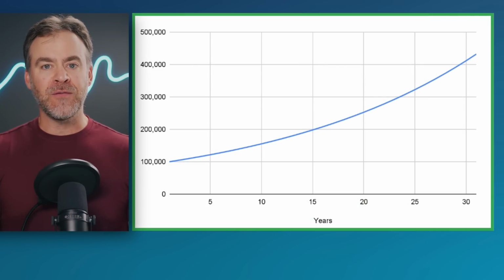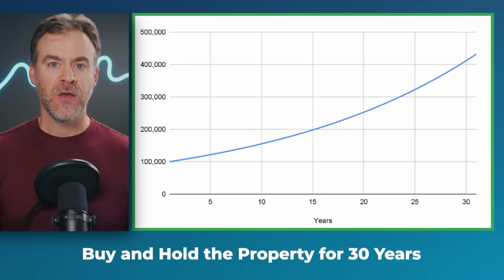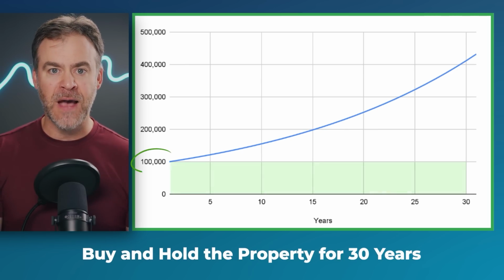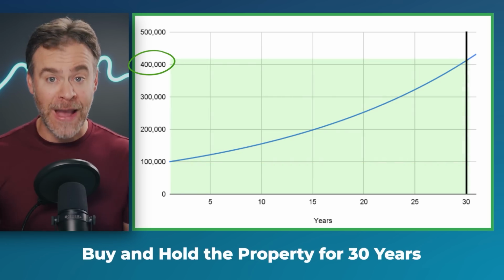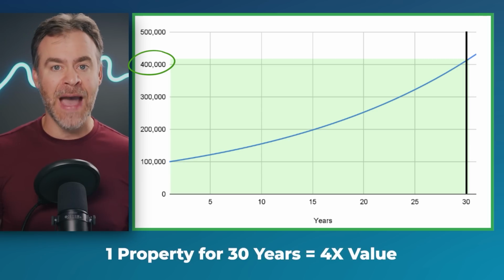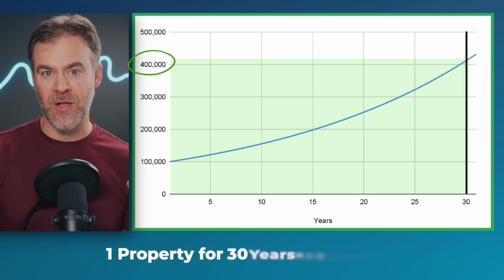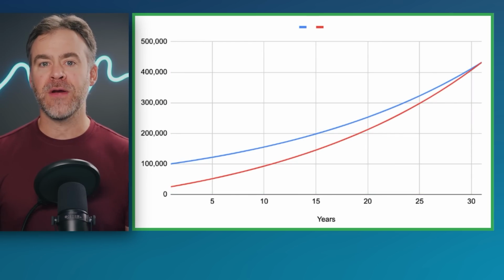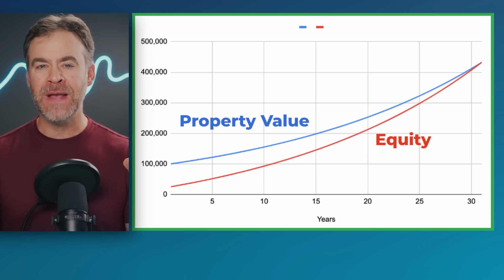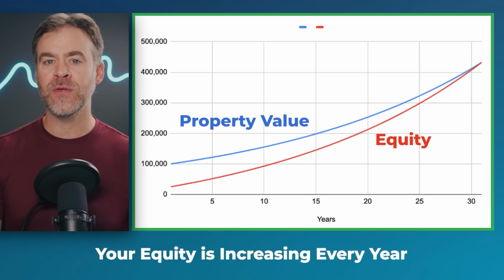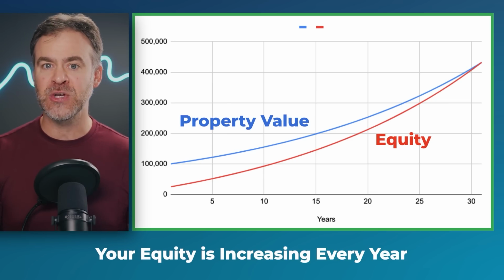So here's what it looks like if you buy that property and absolutely do nothing over 30 years. So from today, the property's worth $100,000. In 30 years, it's worth about $400,000. Congratulations, that asset has quadrupled in value. However, that also means your return equity is going very, very slow. Now, I'm adding a red line on the graph here to actually show you the equity in the property. You can see every single year that red line gets a little bit closer to the blue line, which is the property value.